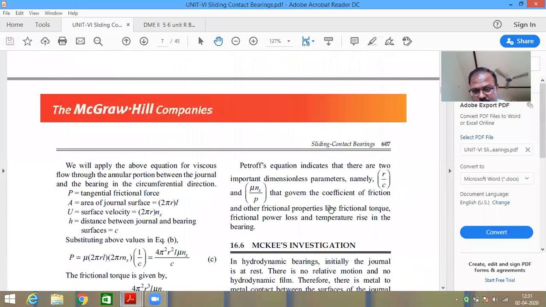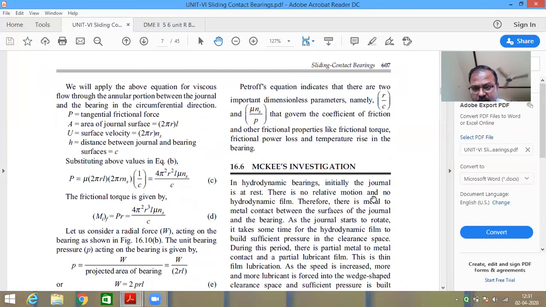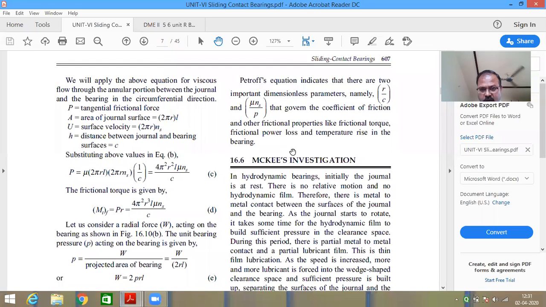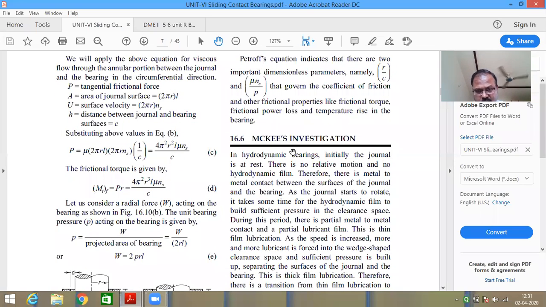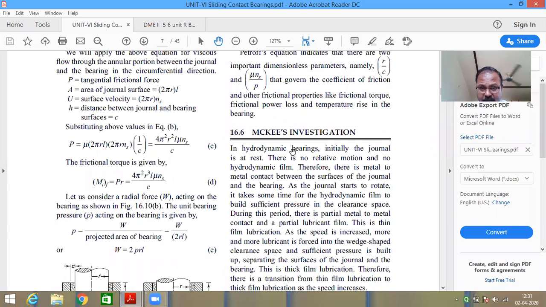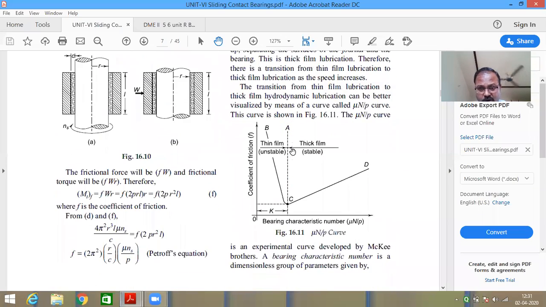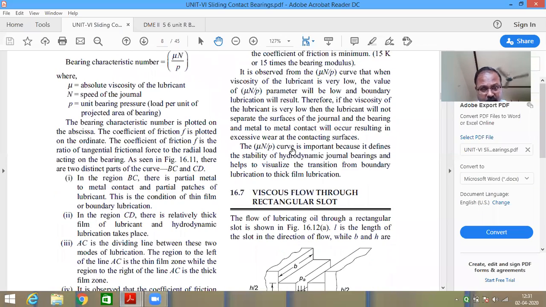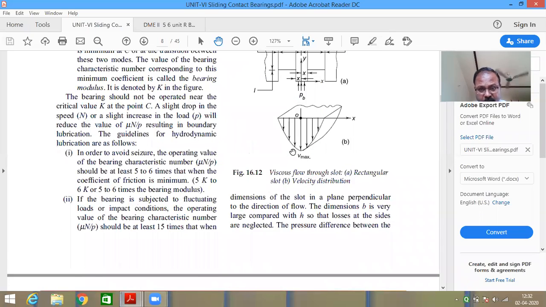Petroff's equation indicates that there are two important dimensionless parameters, namely R upon C and mu ns upon P, that govern the coefficient of friction and other frictional properties like frictional torque, frictional power loss, and temperature rise in the bearing. So here we derived Petroff's equation. In this chapter, when you are referring to VV Bhandari, McKee's investigation is not important, neither are all these parameters.